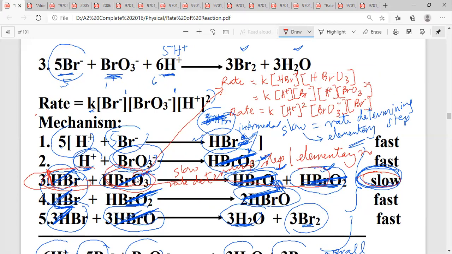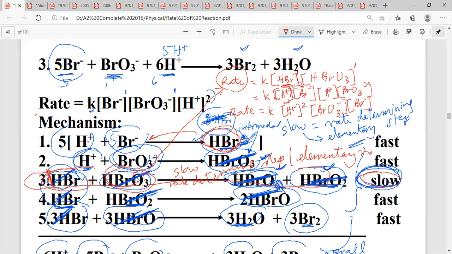HBrO3 power 1. Okay, but these two are not reagents, see? So remember, the rate here must be proportional to the reagents. So how to convert this? Where does this come from? It came from here. See now? So convert this going backwards here. It came from H plus and Br minus, power 1. Since it's 1, you use only 1. See? H power 1 here and here. So this is converted to here.